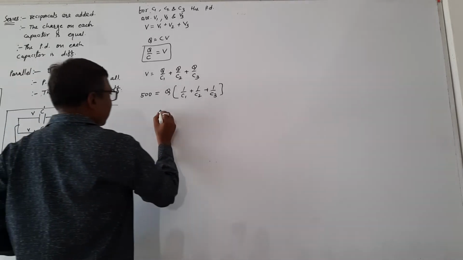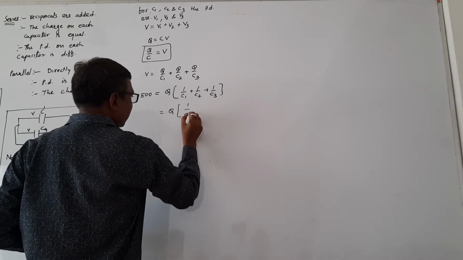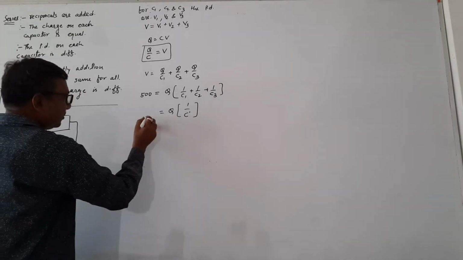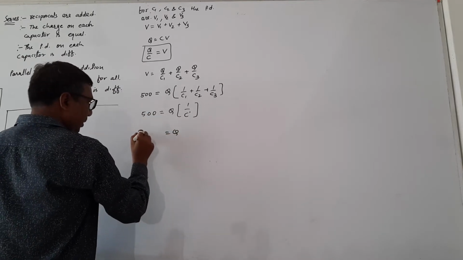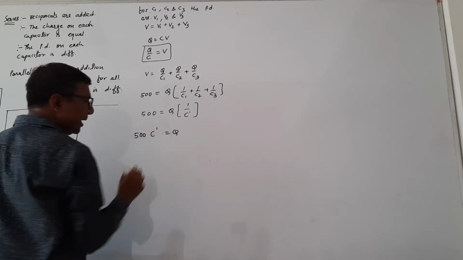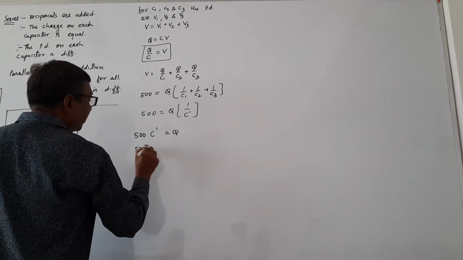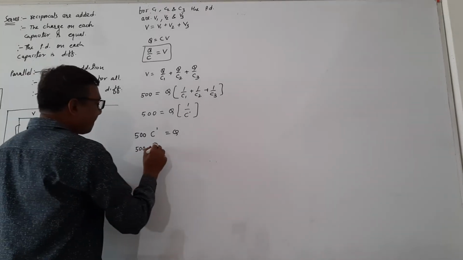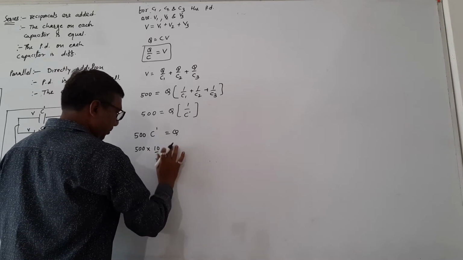So see, Q is 1 upon C dash, that is what it is here for all this. So now this is 500. So Q is now 500 into C dash, but the value of C dash is 10 upon 3, so 500 into 10 upon 3 microcoulomb.